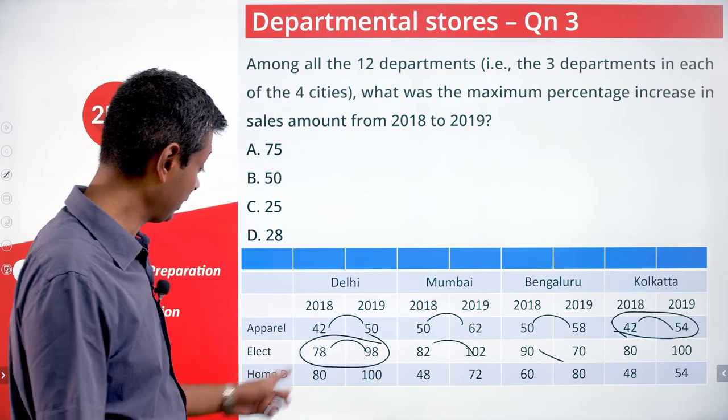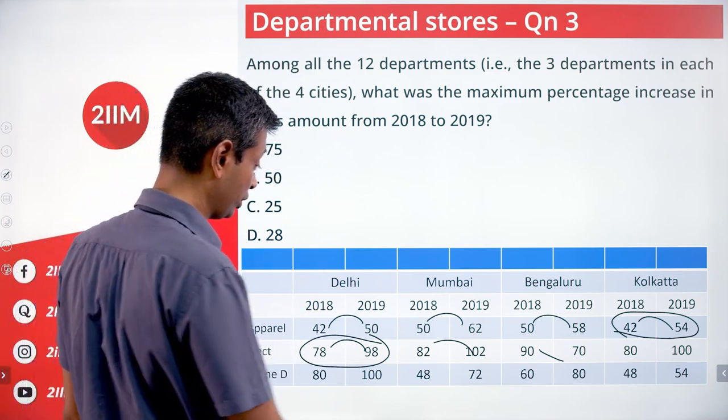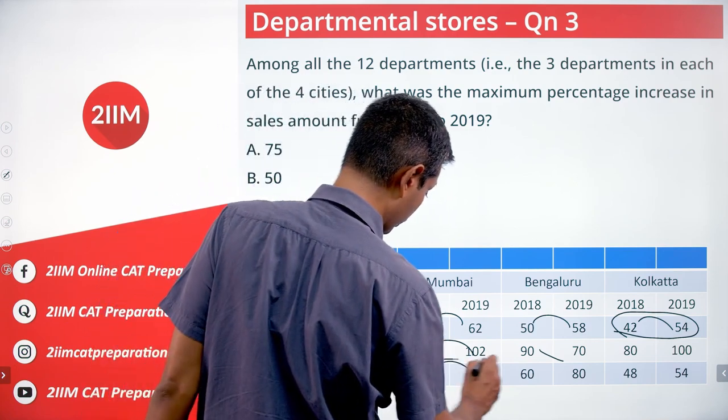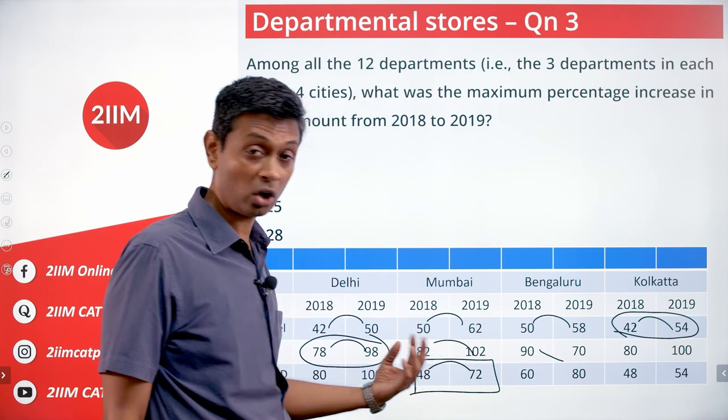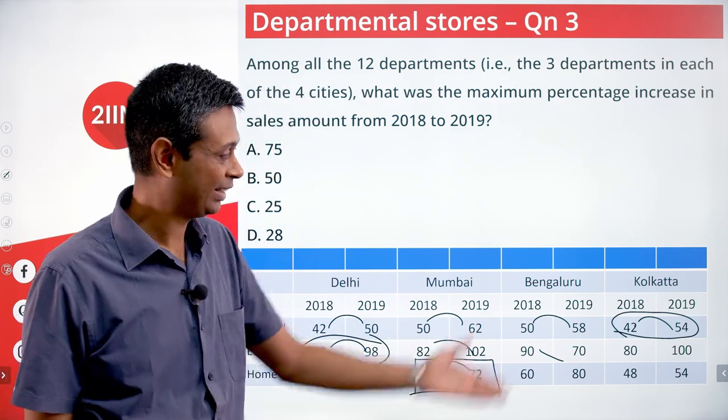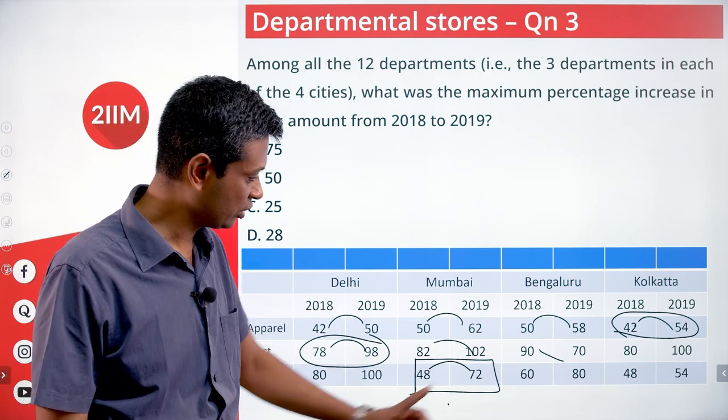80 to 100, 78 to 98 is sharper. 48 to 72, this is a winner so far. 48 to 72. It's an increase of 24 on a base of 48. Increased by half. Increased by 50%. None of those is close to 50. So far, this is a winner.